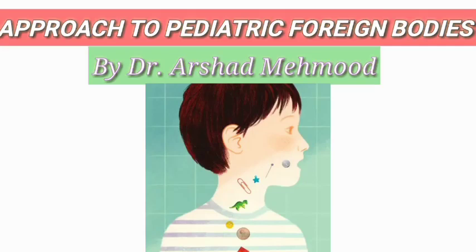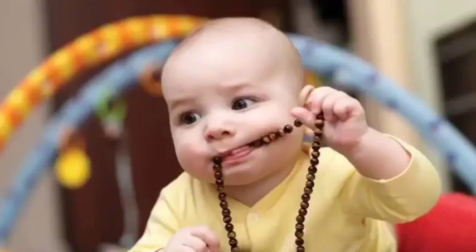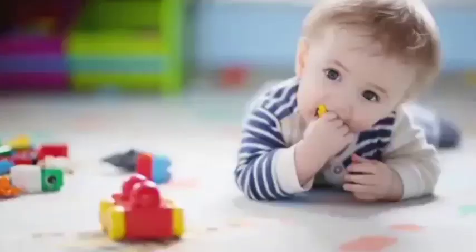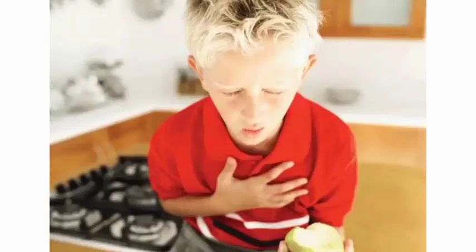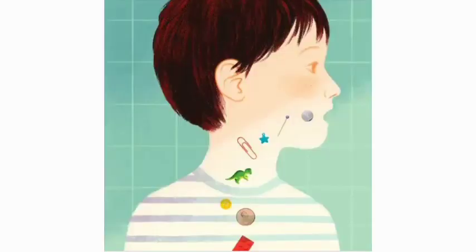So you know very well that from the age of 6 months to 6 years, children are prone to foreign body inhalation as well as ingestion. There are multiple reasons for that, including the poor swallowing reflex, and the structure of the trachea and esophagus at that age makes them prone to foreign body inhalation as well as ingestion. And children at this age are easily distracted during eating or drinking, so this makes them prone to these conditions.